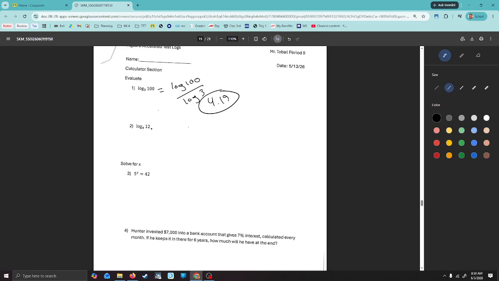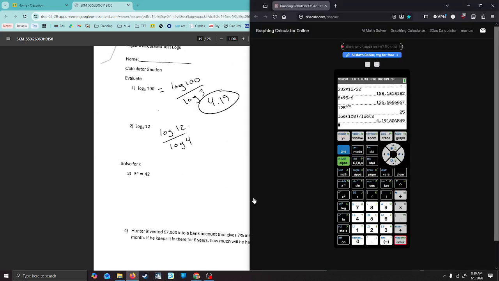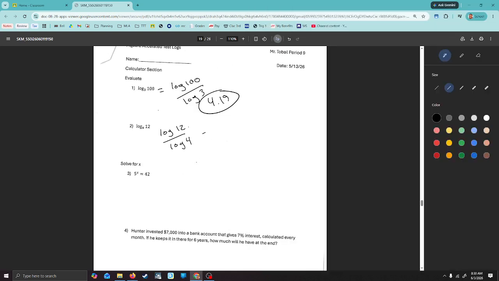Over here, again, same problem. Log 12 divided by log 4. 1.79.